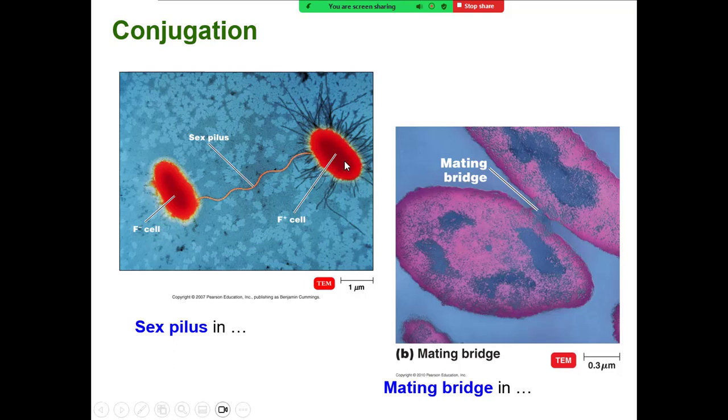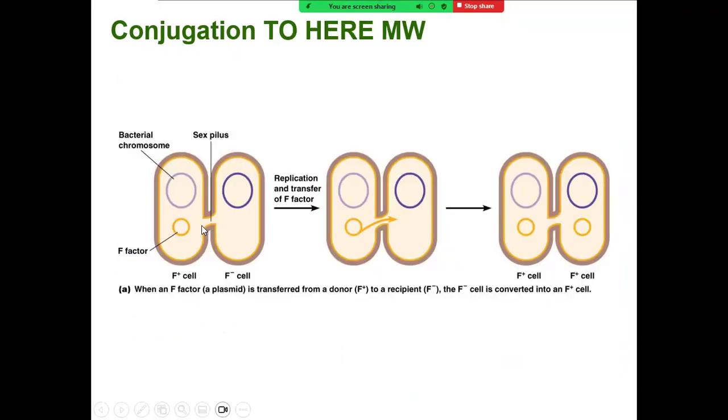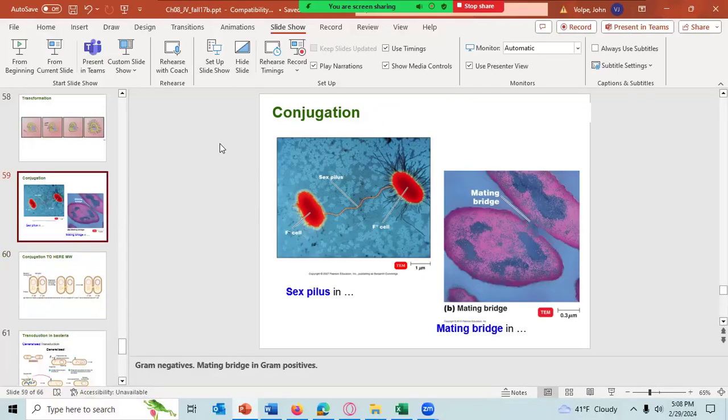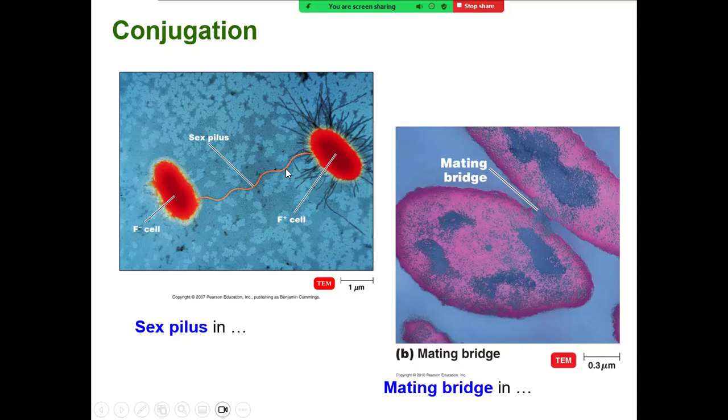It has an F plasmid in it. The F plasmid codes for the construction of the sex pilus, this structure here. The sex pilus will go out and literally skewer an F minus cell. And then the sex pilus can act as a winch and pull the two cells closer together. They do not have to be this close together. They can be this far apart because that sex pilus is hollow.